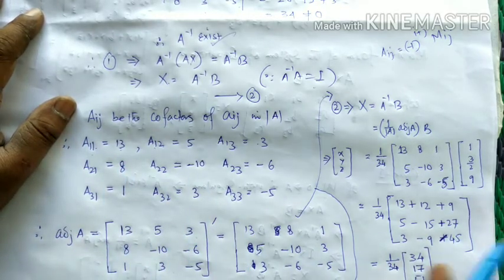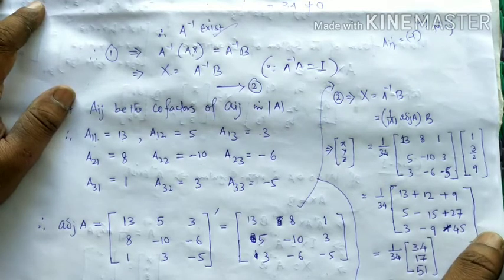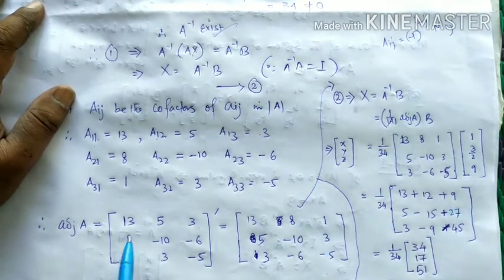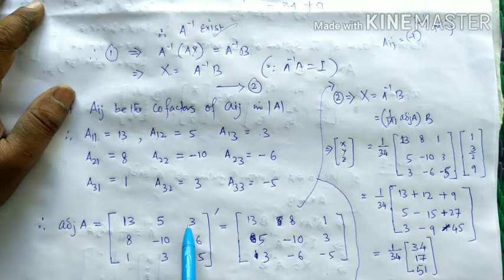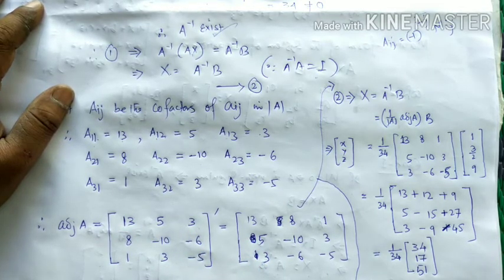Now what is the adjoint of A? We know what the adjoint of A is. Adjoint of A is the transpose of the cofactor matrix. How to get the cofactor matrix? Every element of the original matrix is replaced by its corresponding cofactor. So the first row elements are replaced by their cofactors, then the second row, then the third row. I hope you already know this. And then take the transpose. When you take the transpose, rows become columns, they interchange, and finally you get the adjoint of the matrix.